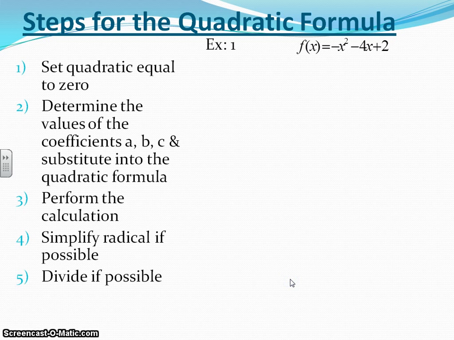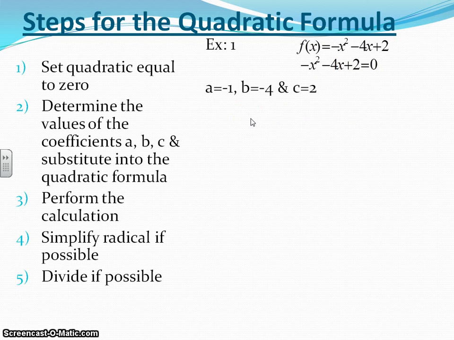We have f of x equals negative x squared minus 4x plus 2. Step 1, take the quadratic and set it equal to 0. Step 2, identify the a coefficients. A here is negative 1, b is negative 4, and c is 2. We take those values and we carefully substitute them into the quadratic formula.